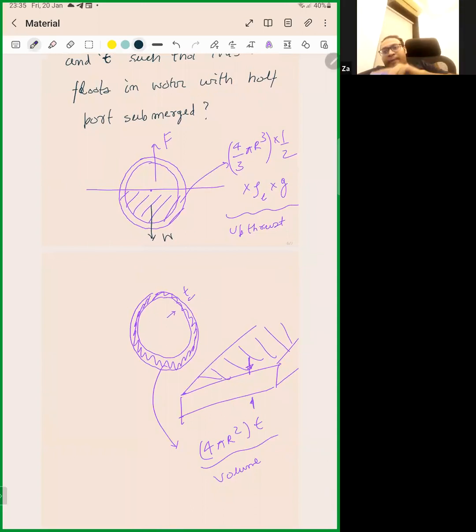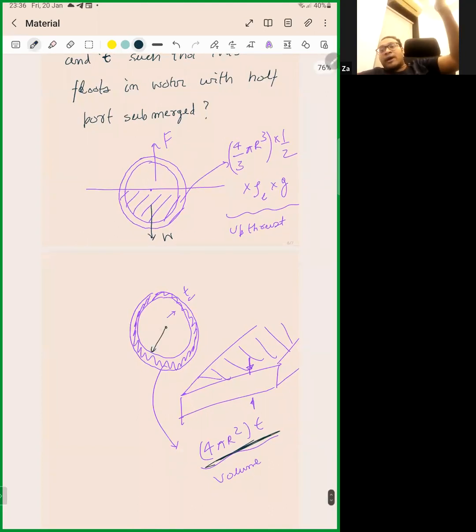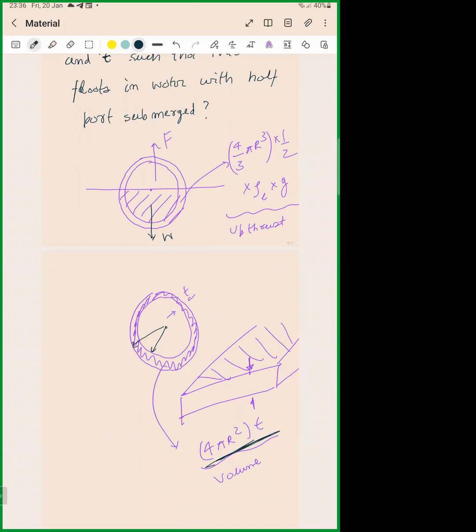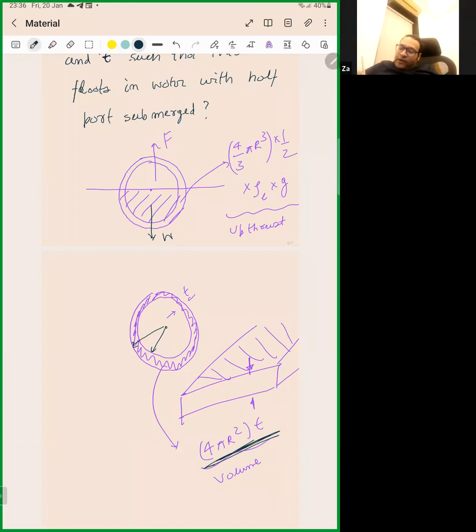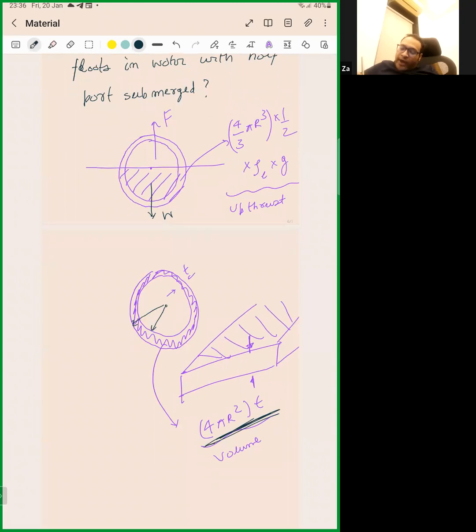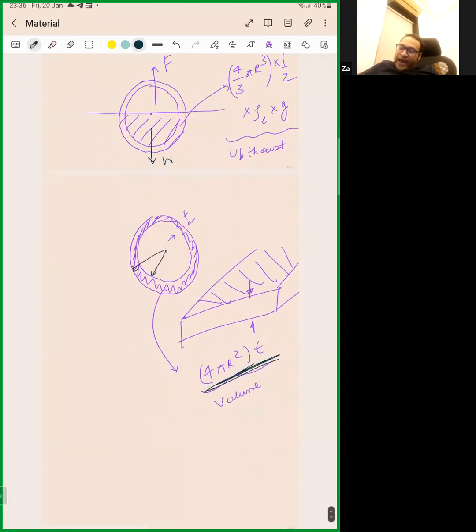I can only apply this approximation when T is small. Otherwise, I have to get the outer volume minus inner volume: 4 by 3 pi r outer cube minus 4 by 3 pi r inner cube, to get the particular volume. But when T is small, I can apply this approximation by considering it to be a flat sheet. Making sense? It will be like 4 pi r square T into rho s into G.